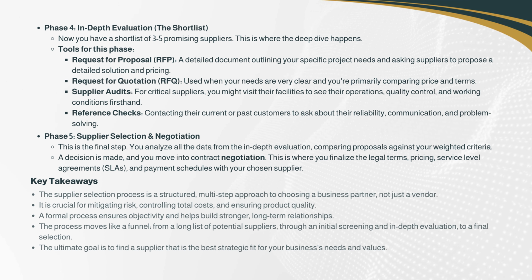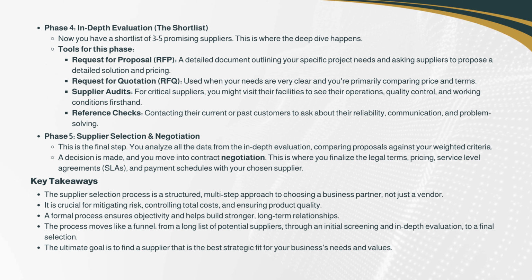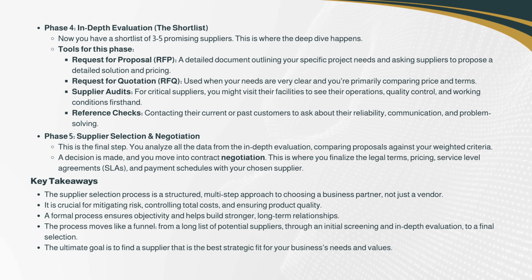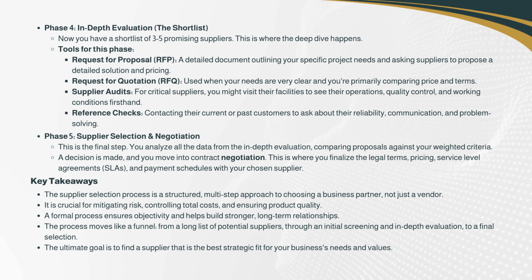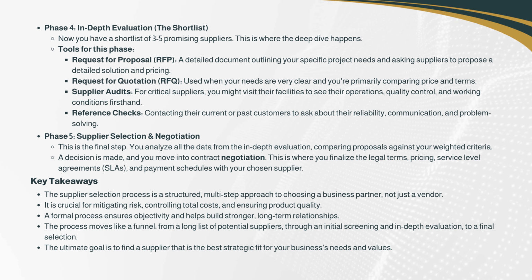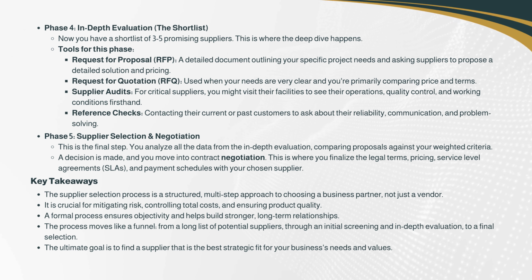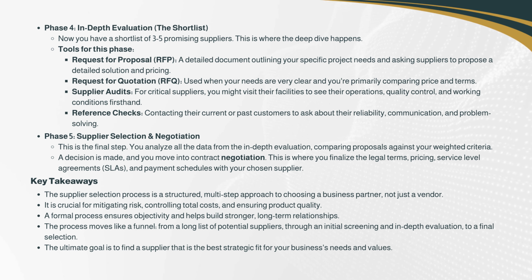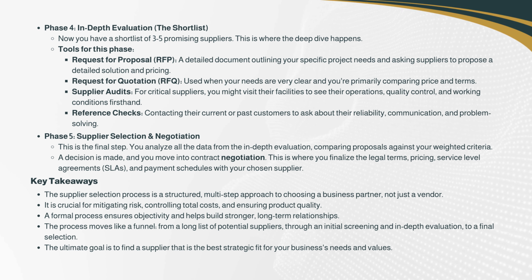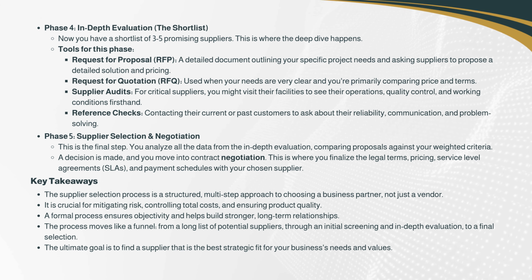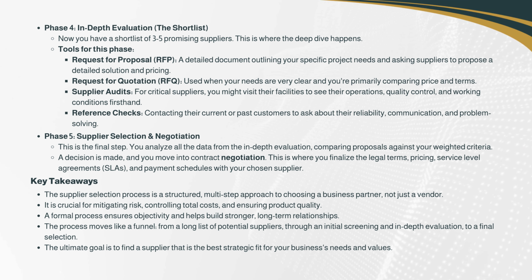Key takeaways. The supplier selection process is a structured, multi-step approach to choosing a business partner, not just a vendor. It is crucial for mitigating risk, controlling total costs, and ensuring product quality. A formal process ensures objectivity and helps build stronger, long-term relationships. The process moves like a funnel, from a long list of potential suppliers, through an initial screening and in-depth evaluation, to a final selection. The ultimate goal is to find a supplier that is the best strategic fit for your business's needs and values.